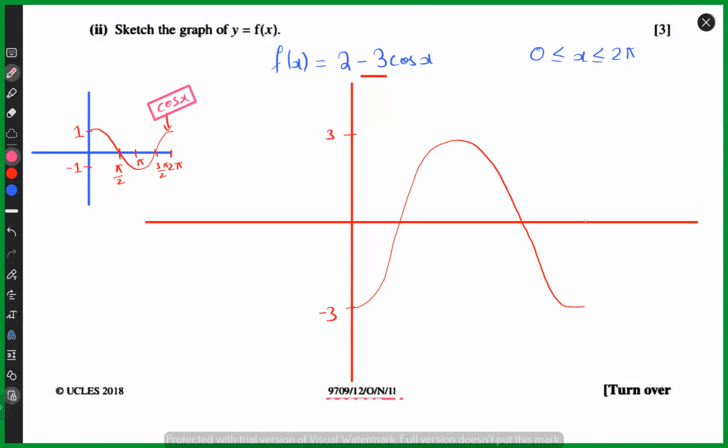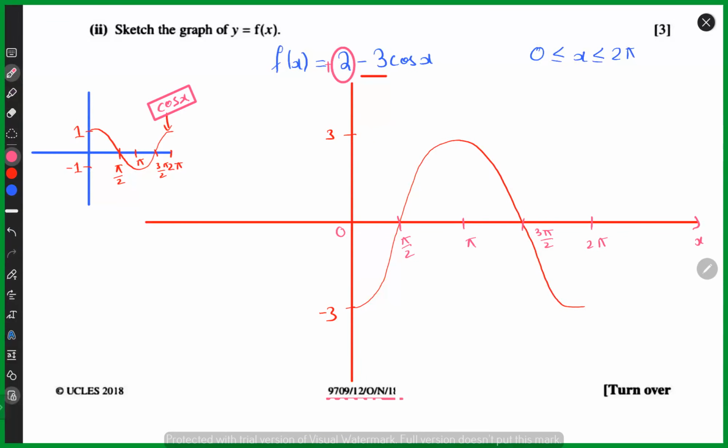And again, the intercepts are going to be the same. Like this is 2 pi, and these are the intercepts. It's going to be pi by 2. This one is going to be 3 pi by 2. And this is going to be pi, and this is 0. Okay, but we are not done yet. We need to add this 2 to the function, okay? We have added this +2.